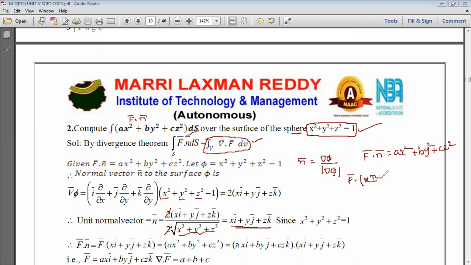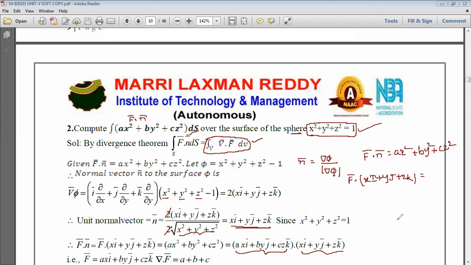What we got is xi plus yj plus zk. So this is f bar dot this one, right? So this is equal to ax square plus by square plus cz square. Can you see how they wrote it: axi plus byj plus czk dot this one. If you multiply these two, are you getting the same or not? ax into x, ax square; by into y, by square; cz into z, cz square.